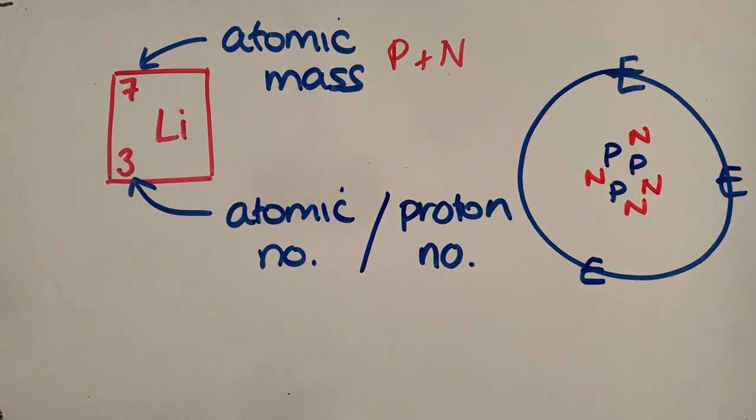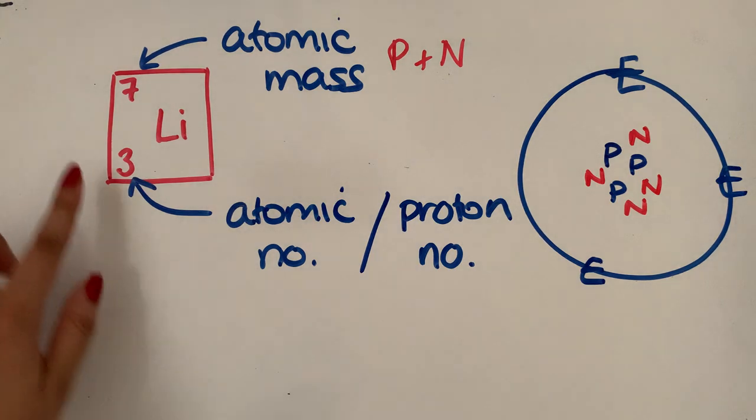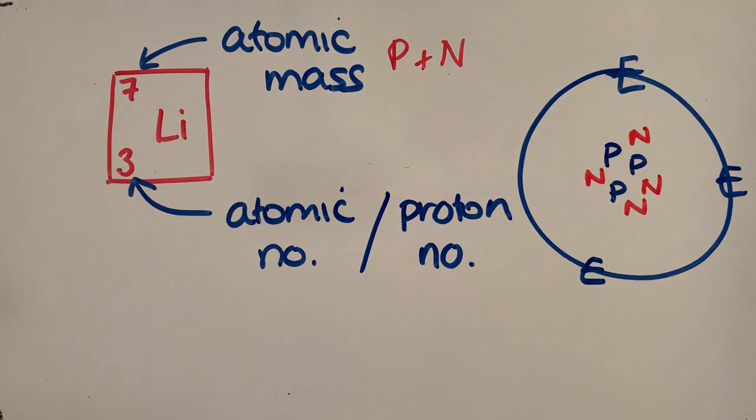So 4 neutrons and 3 protons in our nucleus, and 3 electrons found in the electron shell. Okay, so that is essentially how we can work out the number of protons, neutrons, and electrons for each element just by looking at the information given in the periodic table.